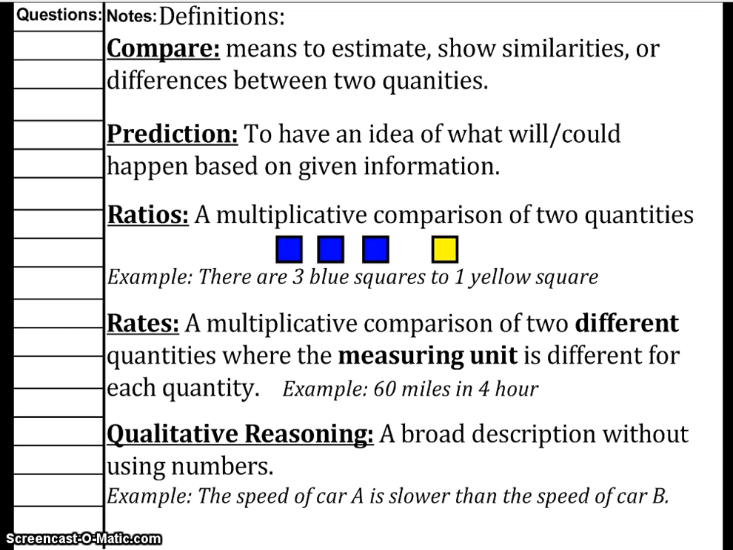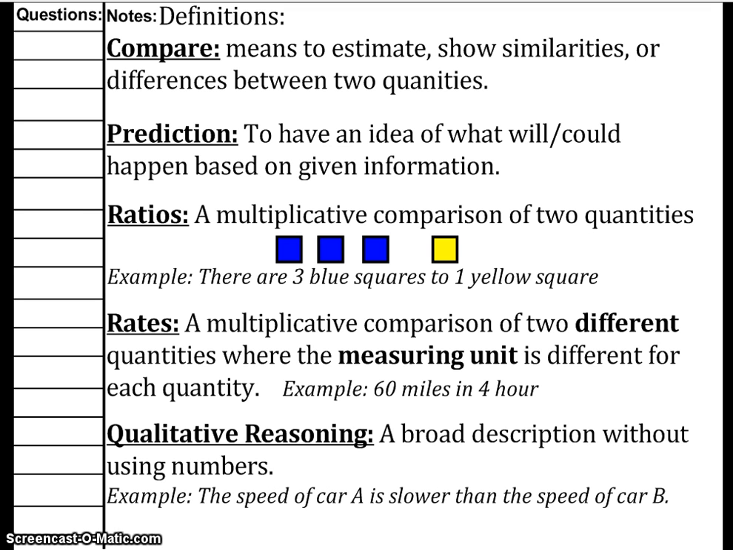And then we have qualitative reasoning. Here I actually give you the definition. And the definition is a broad description without using numbers. Broad means a very wide or open description. For example, the speed of car A is slower than the speed of car B. It's not giving you an exact number of how slow it is, but it is giving you a general or broad description that car A is slower than the speed of car B.